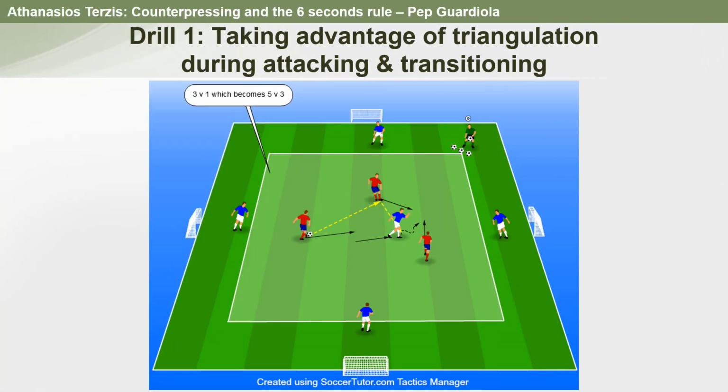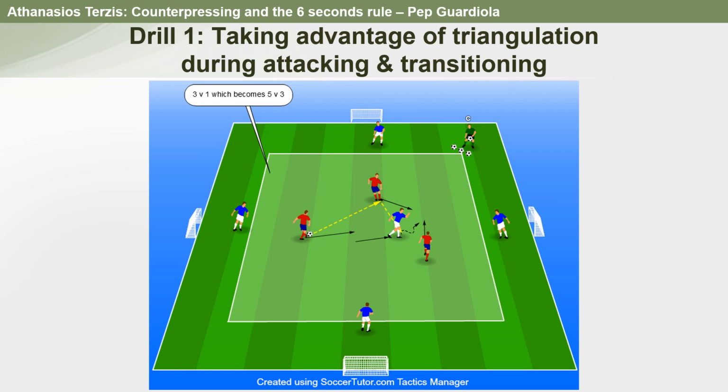Drill number 1 is designed in order to develop players with the right mentality and exploit the advantages of the triangles during attacking and transitioning. There is a 3-against-1 situation in the white area, which is adjusted according to the age and the qualities of the players. The reds try to keep possession, while the blue player tries to win the ball and move it outside to one of his teammates.